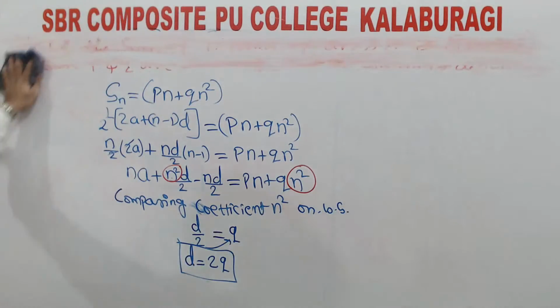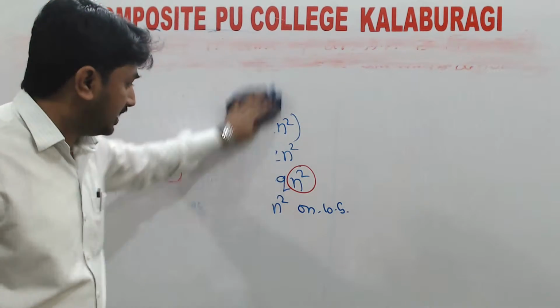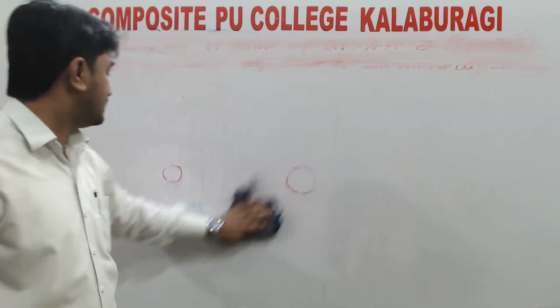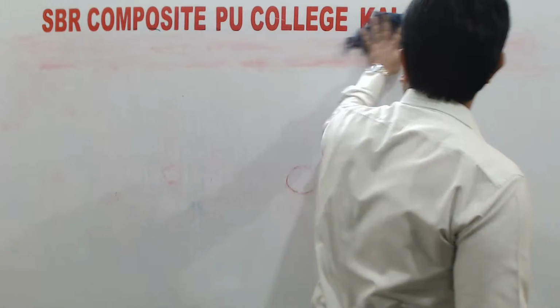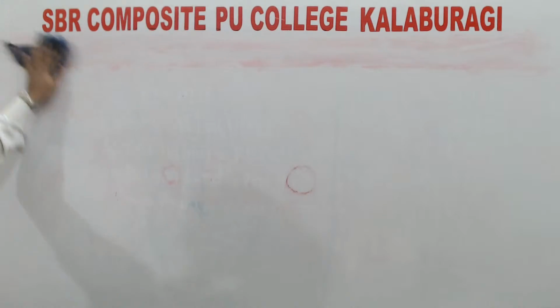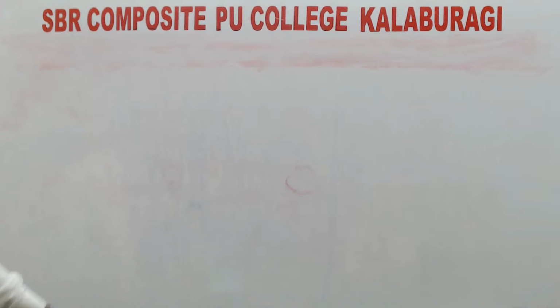Now I will solve one example question. After that, I will solve question number 9, since both are the same questions. The solved example, I think it is the 6th one. Solved example 6th. I will write the question here.